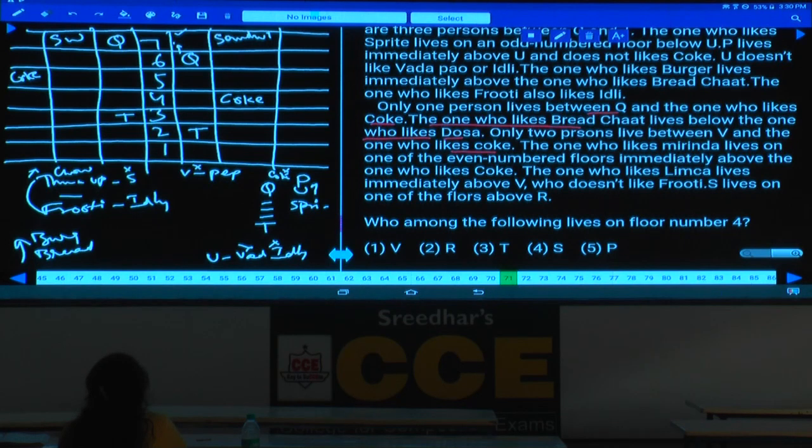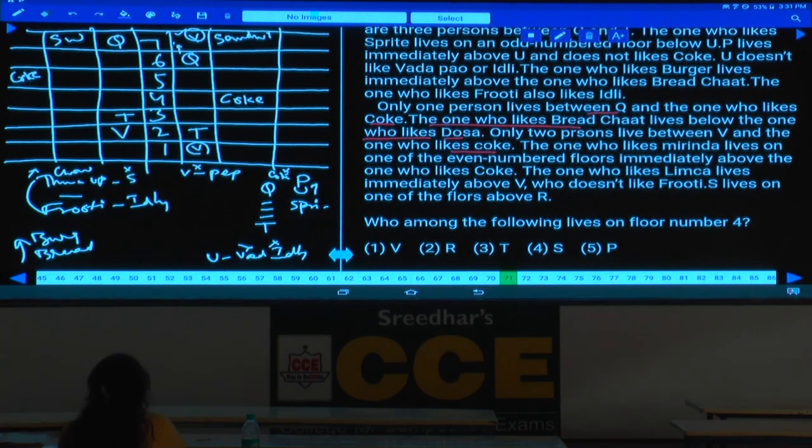Between V and the one who likes Coke, how many persons are there? There are 2 persons. As there are 2 persons between V and the one who likes Coke, in the first case V can be either on the 7th floor or on the 1st floor. And in the second case, with 2 persons between V and this one, V must be on the 2nd floor. Hence, in the first case we have 2 different possibilities, and in the second one we have only one possibility. As there is a single possibility, let us go with this one.